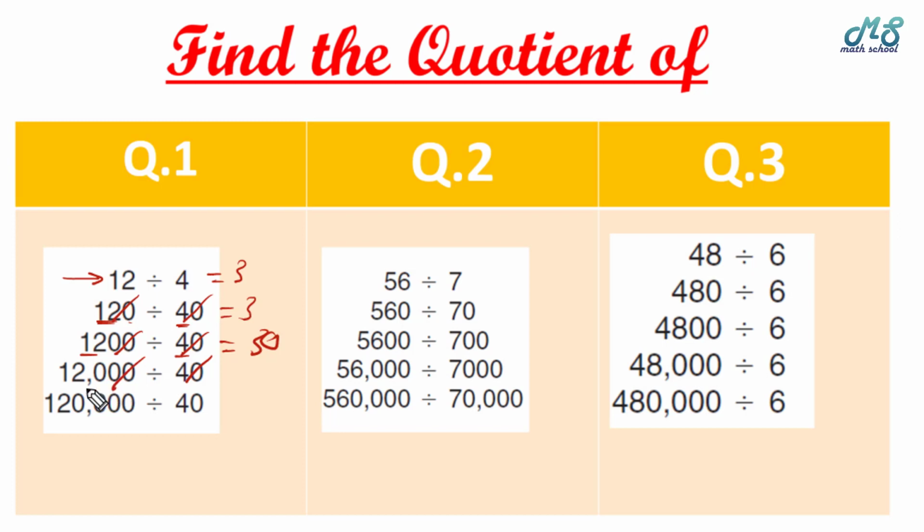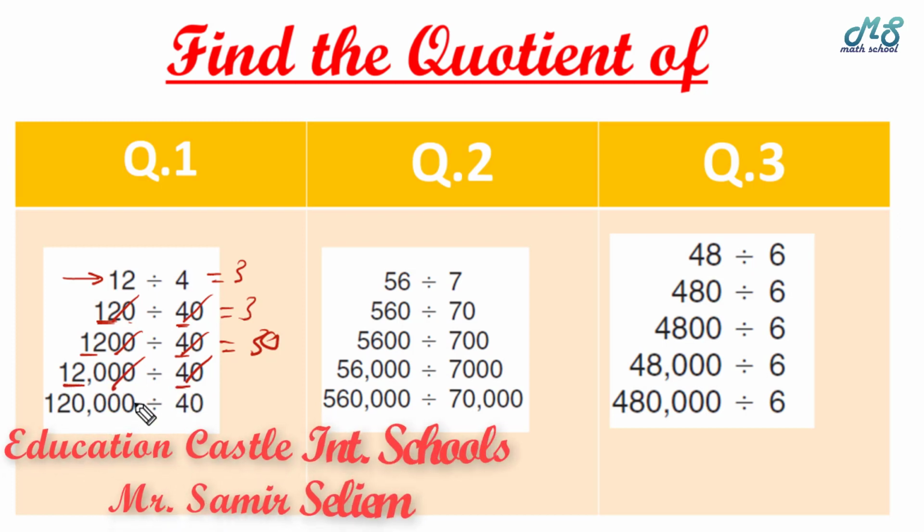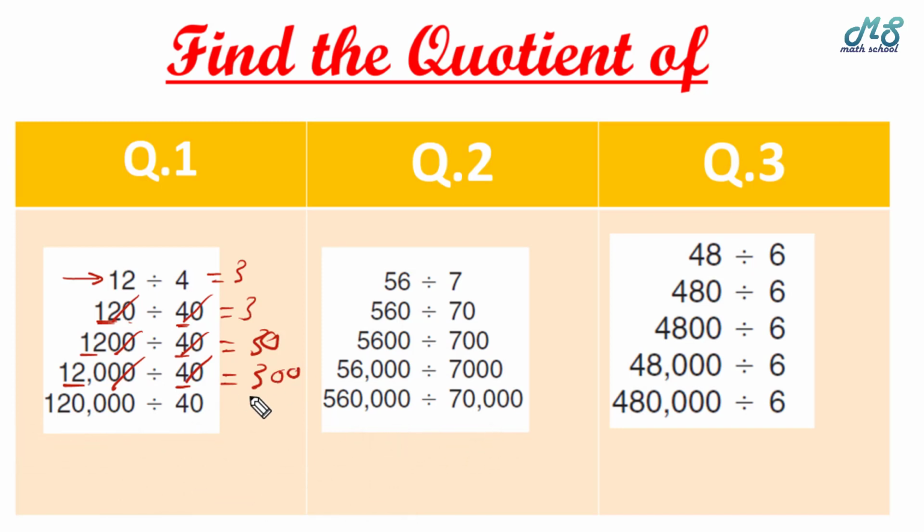Next, 12,000 divided by 40. First, cancel 0. 12 divided by 4 equals what? Equals 3. This is the main fact. And bring down double 0. Next, cancel 1 zero. 12 divided by 4 equals 3. And ask yourself how many extra zeros? Triple zeros. Now write triple 0. Now the quotient will be 3000.